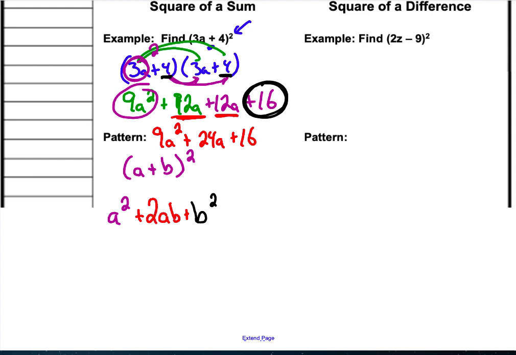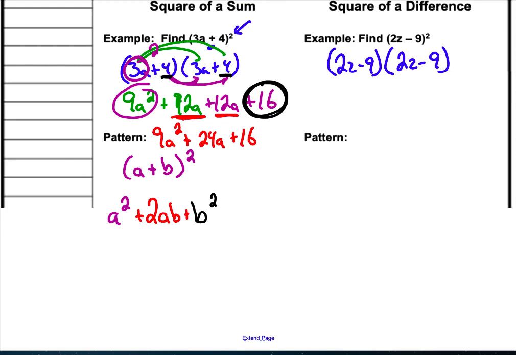So that idea of the first term is getting multiplied times itself, same thing as squaring. The last term is getting multiplied times itself, squaring. And then the middle terms are getting multiplied, but they're doing it twice. We have two of the same thing. So let's see how that shows up in this next one. 2z minus 9 times 2z minus 9.